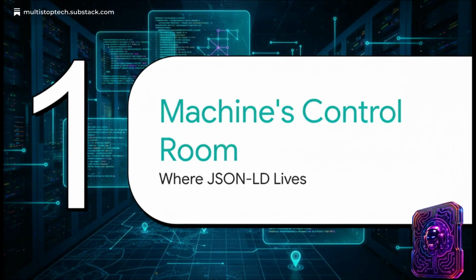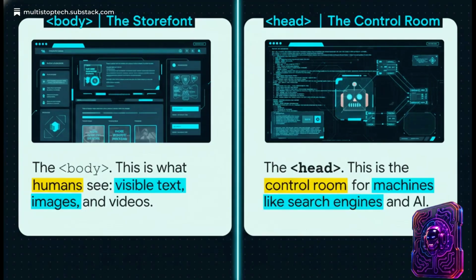All right, first things first. We have to know exactly where to put this stuff. And spoiler alert, it's not in the part of the page that people see. It's in a special, hidden section that I like to call the control room for machines. And this makes it super clear. The body of your page, that's your storefront. That's for human eyes. All the text, images, and videos.